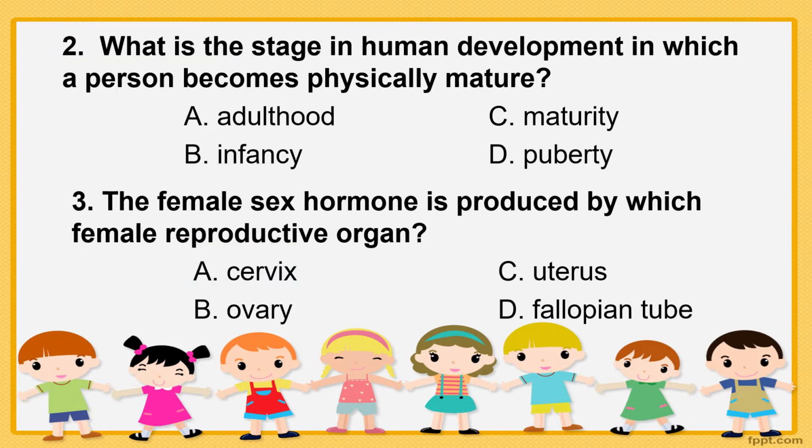Number 2. What is the stage in human development in which a person becomes physically mature? A. Adulthood, B. Infancy, C. Maturity, D. Puberty. Number 3. The female sex hormone is produced by which female reproductive organ? A. Cervix, B. Ovary, C. Uterus, D. Fallopian tube.